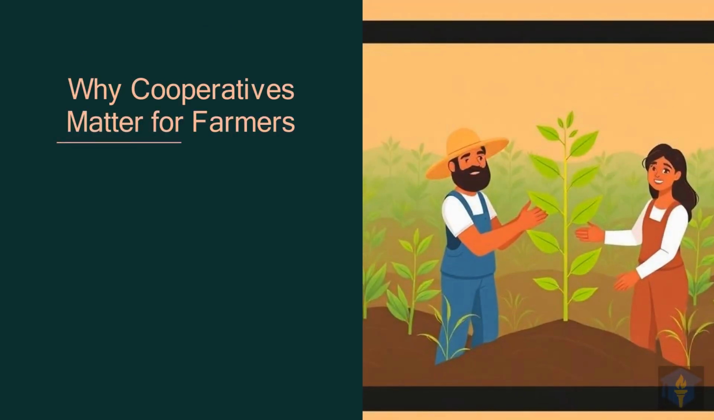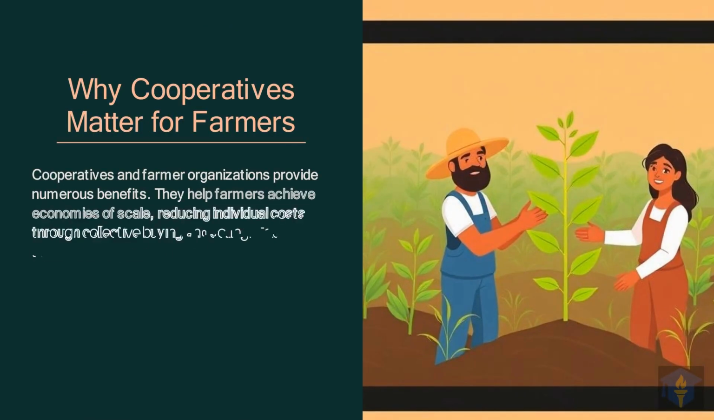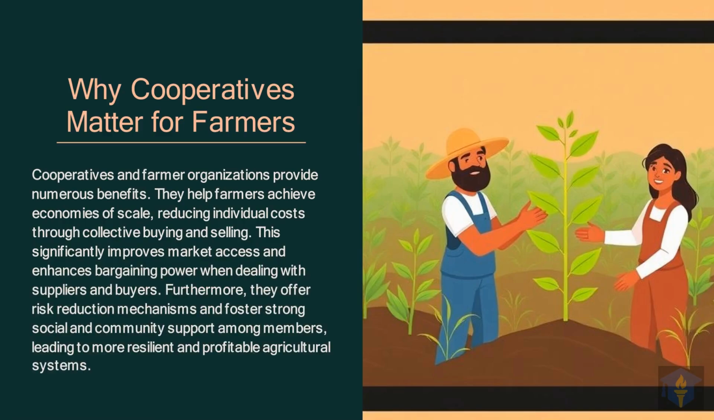So why do cooperatives matter so much for farmers? Cooperatives help farmers achieve economies of scale, reducing individual costs through collective buying and selling. This significantly improves market access and enhances bargaining power when dealing with suppliers and buyers. Furthermore, they offer risk reduction mechanisms and foster strong social and community support among members, leading to more resilient and profitable agricultural systems.